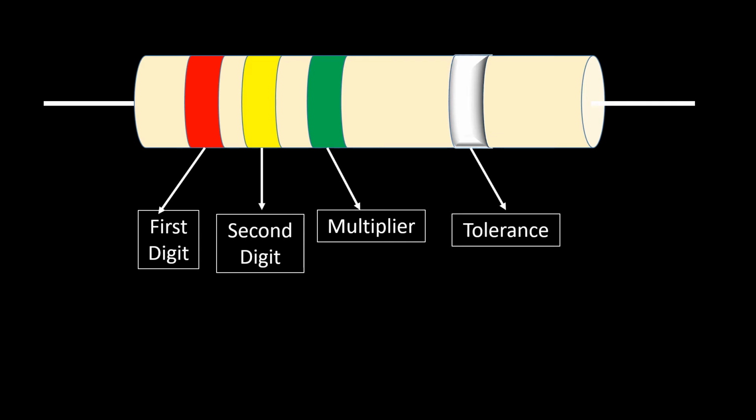Tolerance means the possible variation, and normally tolerance should be as small as possible, because if the value varies too much from the required value, then the current and voltage will also be disturbed, and the whole circuit will be disturbed. So the tolerance value should be as small as possible. Now let us see what value these color bands are indicating. For that we will have to go to the table of color code.